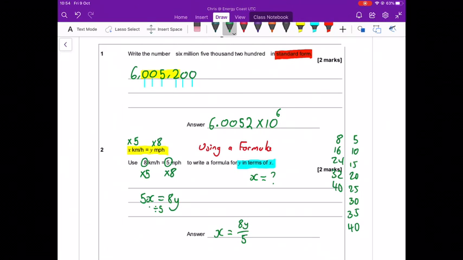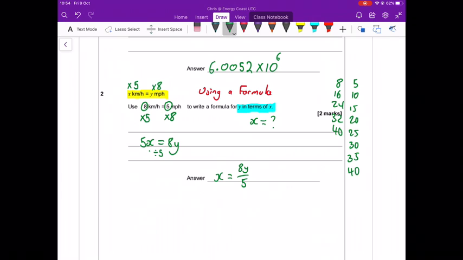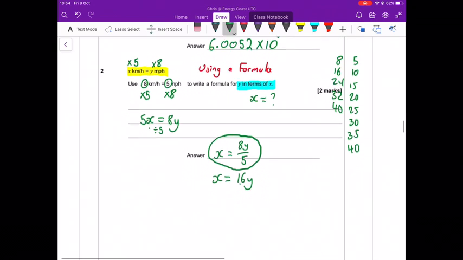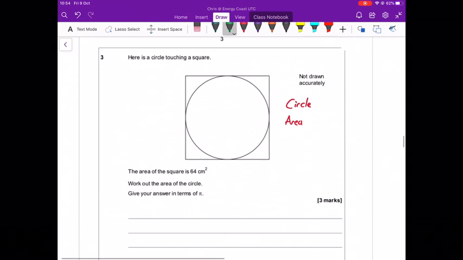That is a really nasty question, I think, for 2 marks, especially for it to be so early on. But there you go, that's what we do for that one. Another possible answer is this: 8 divided by 5 is 1.6, so I could have had 1.6y as another way to do it. But that's probably what I'd write, just that strange fraction there. Okay, let's move on. The next question's quite nice.